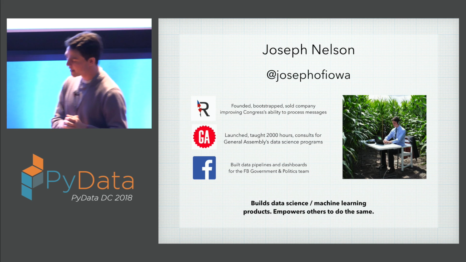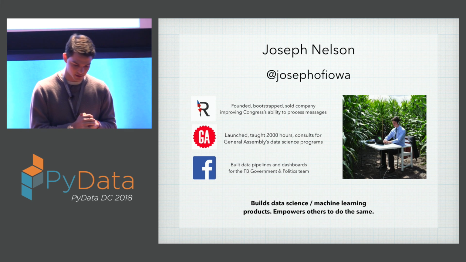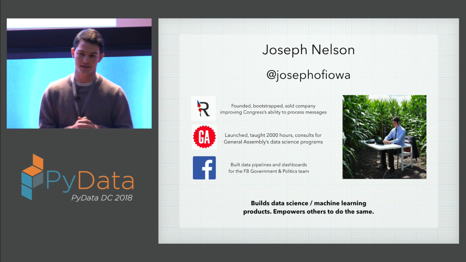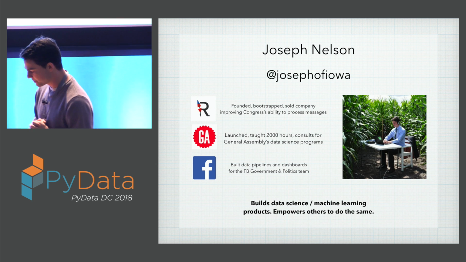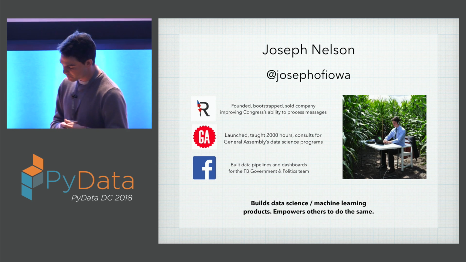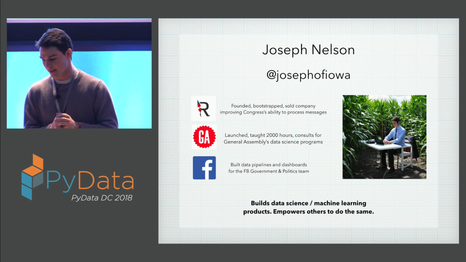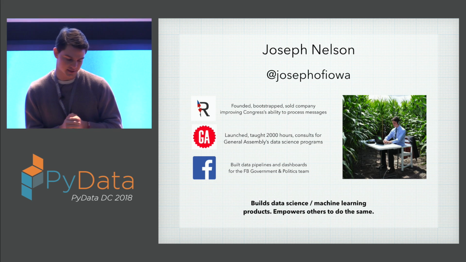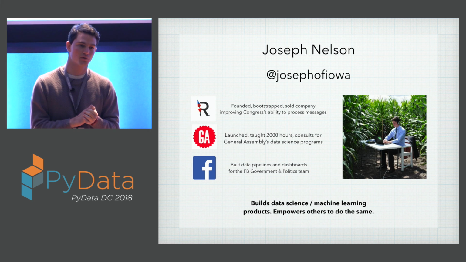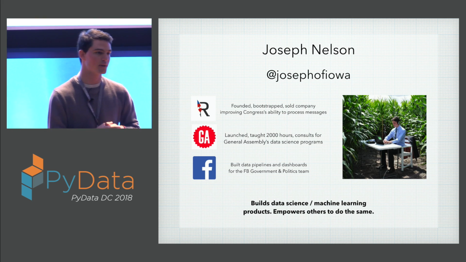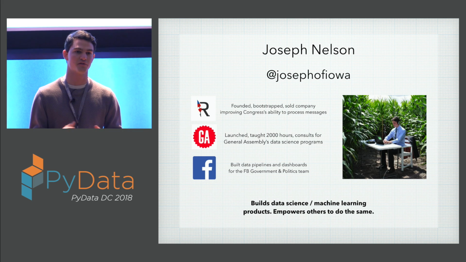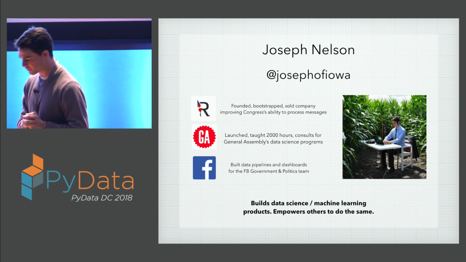I'm Joseph Nelson. I care a lot about giving people the skills to use machine learning and data science in whatever profession they work in. On Twitter, I'm Joseph of Iowa. Happily tweet at me. Professionally, I've built a company, taught classes, worked at tech companies. Most recently, I built and sold a company called Represently, which operated in the civic technology space. We built a product that made it easier for Congress to process the thousands of inbound messages they receive every week, and sold that relatively recently.